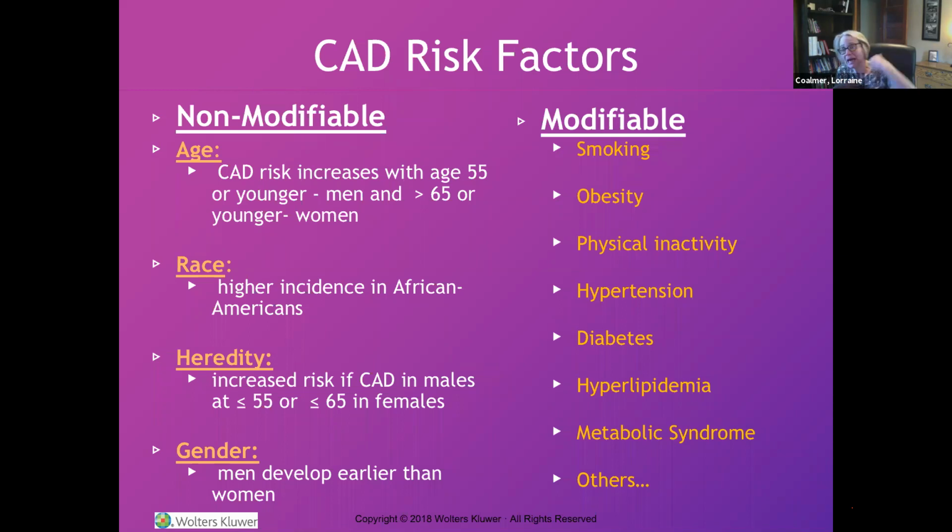Things that we can, remember, stop smoking, lose weight. See, it's getting a little repetitive. I hope you guys are picking up on that. Hypertension and diabetes, two big culprits. High cholesterol levels, hyperlipidemia, metabolic syndrome, where that excess weight's around your belly. So you want to make sure that you kind of address those when you're talking to a patient.